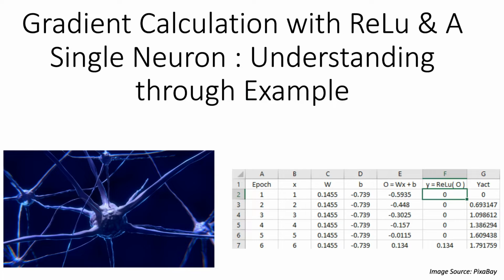This is Parijat. Today we will see how gradients are calculated when we use an activation function like ReLu. So in the previous video we have already seen how gradients are calculated for a single neuron when we use the mean absolute error loss and the mean squared error loss.